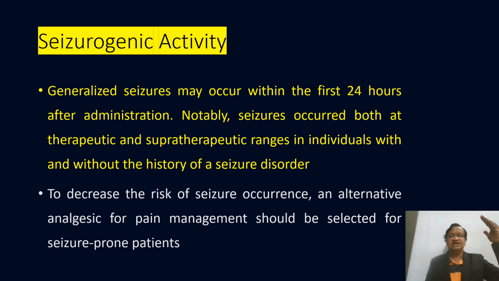Generalized seizures may occur within 24 hours after administration. That is why in seizure prone patients, avoid tramadol. If the patient is seizure prone, for example eclampsia, don't give it. Already the patient is a known seizure patient coming for hernia, he is on phenytoin and some carbamazepine, don't give tramadol. That is the fundamental message which is needed as a basic thing. Yes, we can give tramadol, but beware.